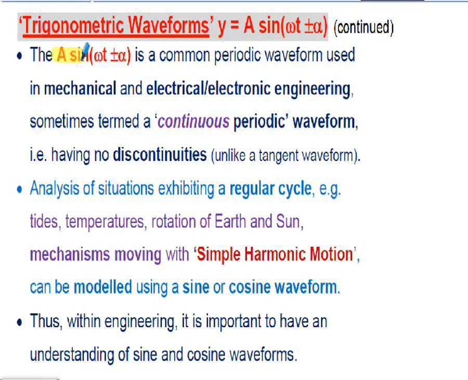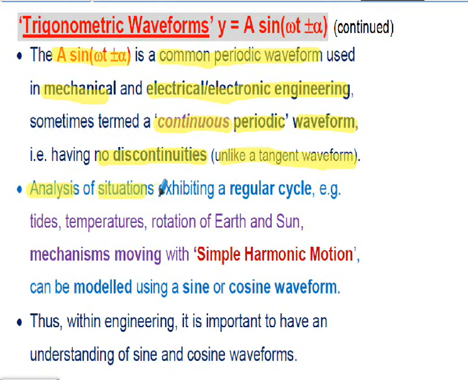The sinusoidal form A sine omega t plus or minus alpha is a common periodic waveform used in mechanical and electrical electronic engineering. It's sometimes referred to as a continuous periodic waveform having no discontinuities, unlike the tangent curve which does.